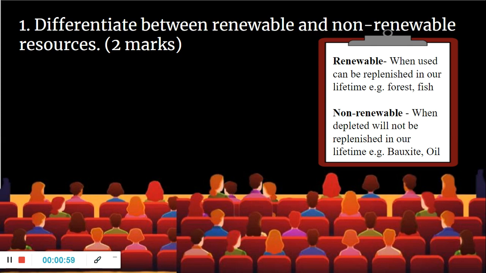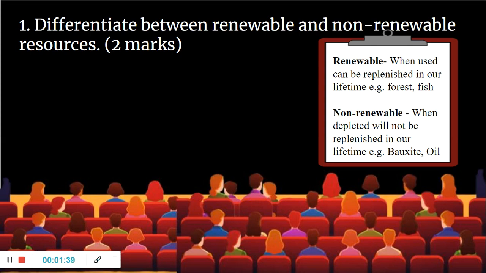Renewable resource refers to resources that after we use them, they can be replenished by nature within our lifetime. So we will have them to use again. Those include forest and fish. So if we cut down a tree, it is possible for the tree to grow back. Some trees, of course, will take a longer time than some other trees.